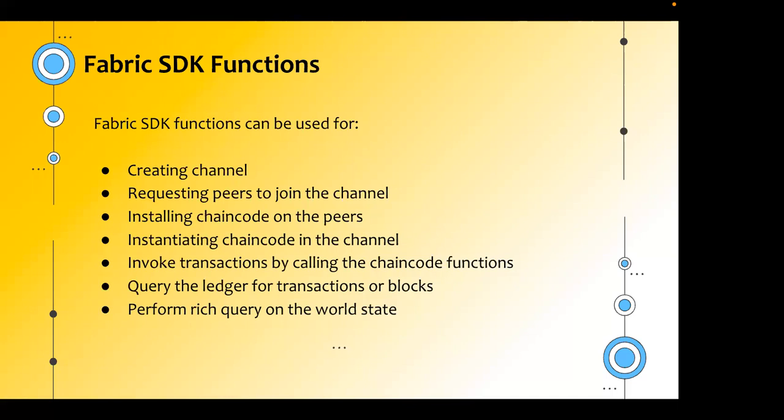Basically, the last three, invoke, query, and rich queries, are the functions which will be used, let's say, 1,000 times in your applications. Only creating the channel and requesting peers, these first four are a one-time setup, because you are creating a channel only one time, right? Rarely will you create a second channel, third channel, fourth channel. And that can be done by the admin also from the backend.